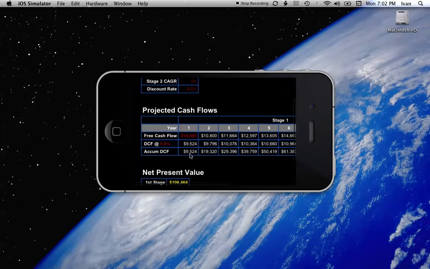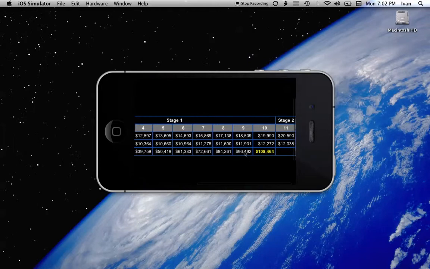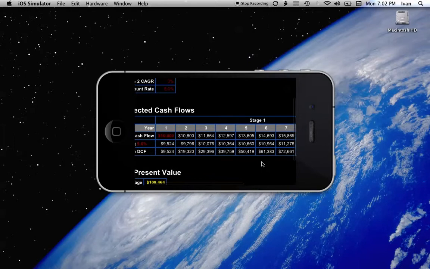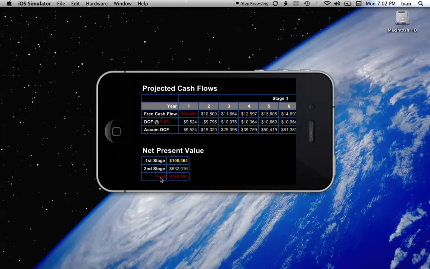Okay, and then in the third row, I get the accumulated discounted cash flow that sums up to about $108,000 in our example. And so I get another nice table down here that breaks apart the first stage contribution to value and the second stage contribution to value for the total of a $740,000 estimate of the value of my asset. Okay. So that's the table that we get with a little more information.